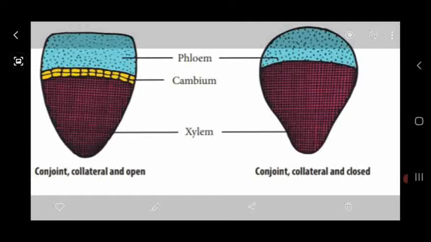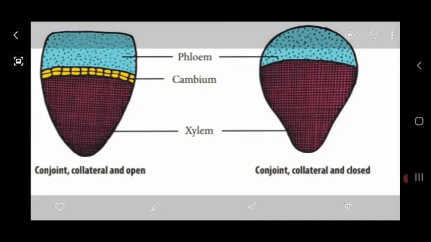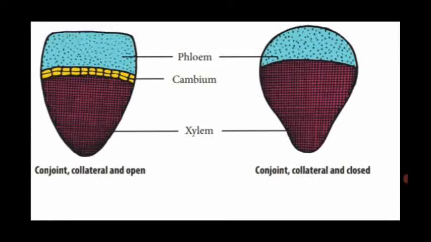Dear students, these are all other 2 types of vascular bundle, that is collateral vascular bundle and also conjoined vascular bundle. First one, between the phloem and xylem, cambium is present, that is yellow color region. That type of vascular bundle is called conjoined collateral open vascular bundle. Next one, between the xylem and phloem, cambium is absent. That type of vascular bundle is called conjoined collateral and closed vascular bundle. So first one example, dicot stem. Second one example, monocot stem. Up to this only we have seen in the previous video class.